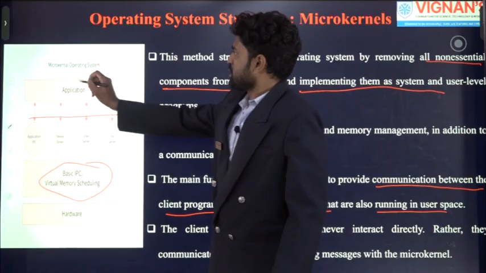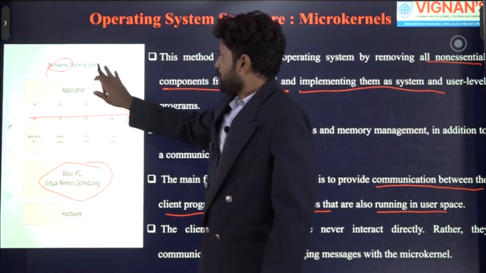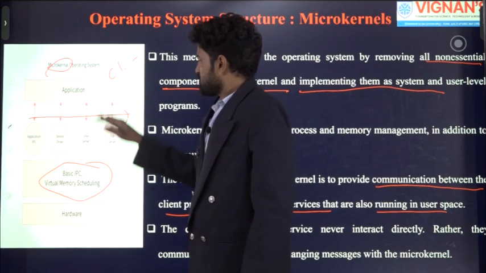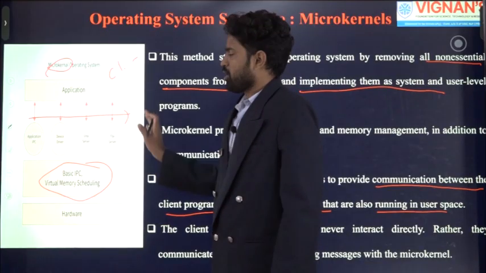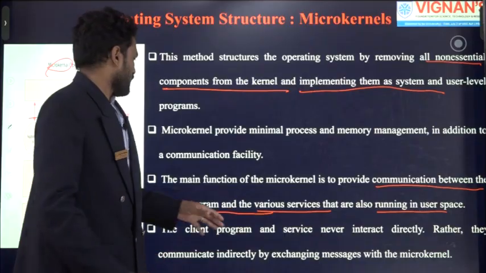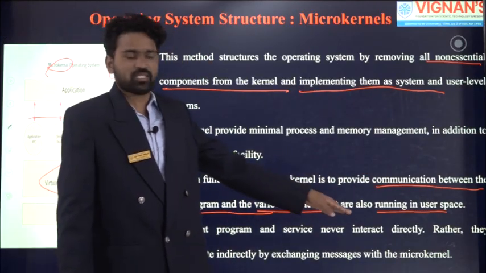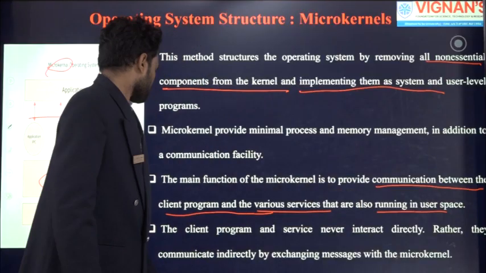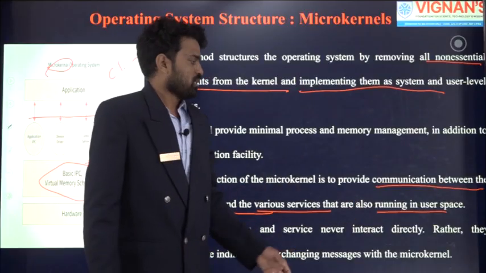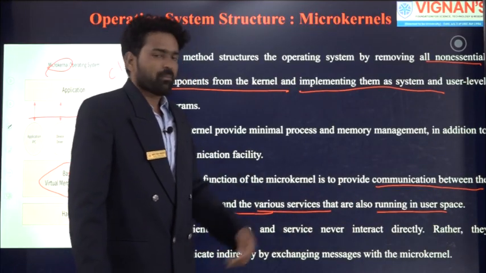So what does the microkernel do? It needs to provide the interface between the application, that means client and server, and the hardware components. This is the general structure of a microkernel operating system. It gives a communication between the client and the various devices in the running space. The client program and service never interact directly; rather, they communicate indirectly by exchanging messages with the microkernel.